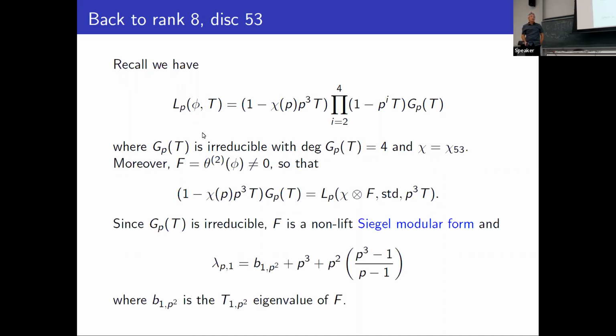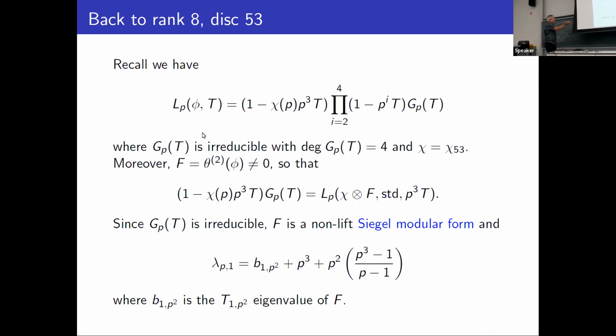Since it is irreducible, which is a fact that we know only from our computation, you can ask, well, how do we know it's true? After Frederick's talk, I'm not sure, but we have some sanity checks and we hope it is, like many results that we're basing our work on. So hopefully that's fine. But that means that F is a non-lift Siegel modular form. So it doesn't come from a classical modular form.